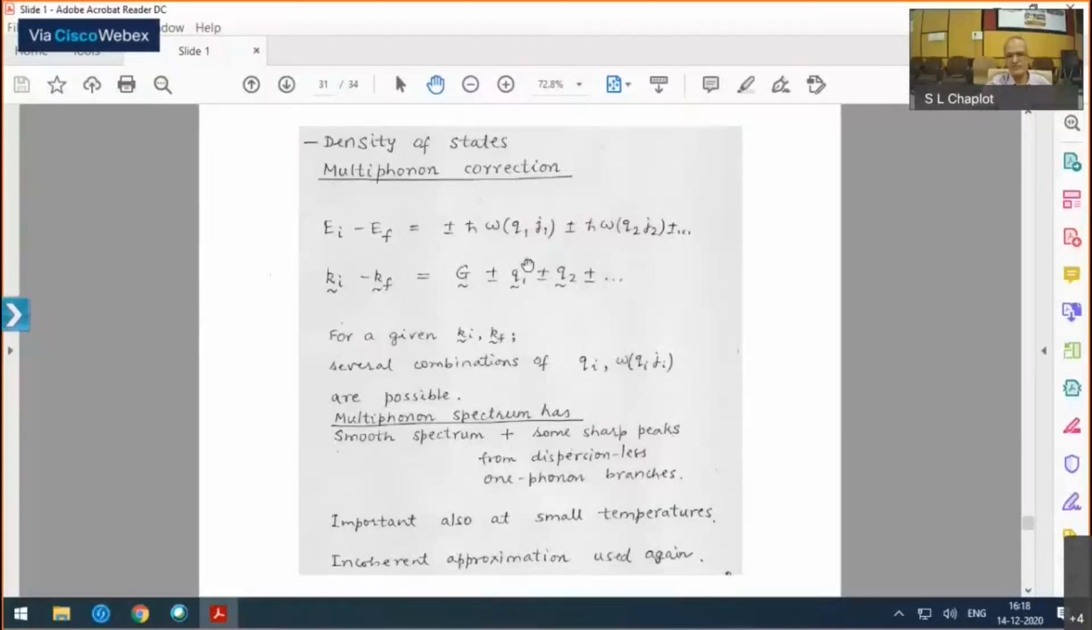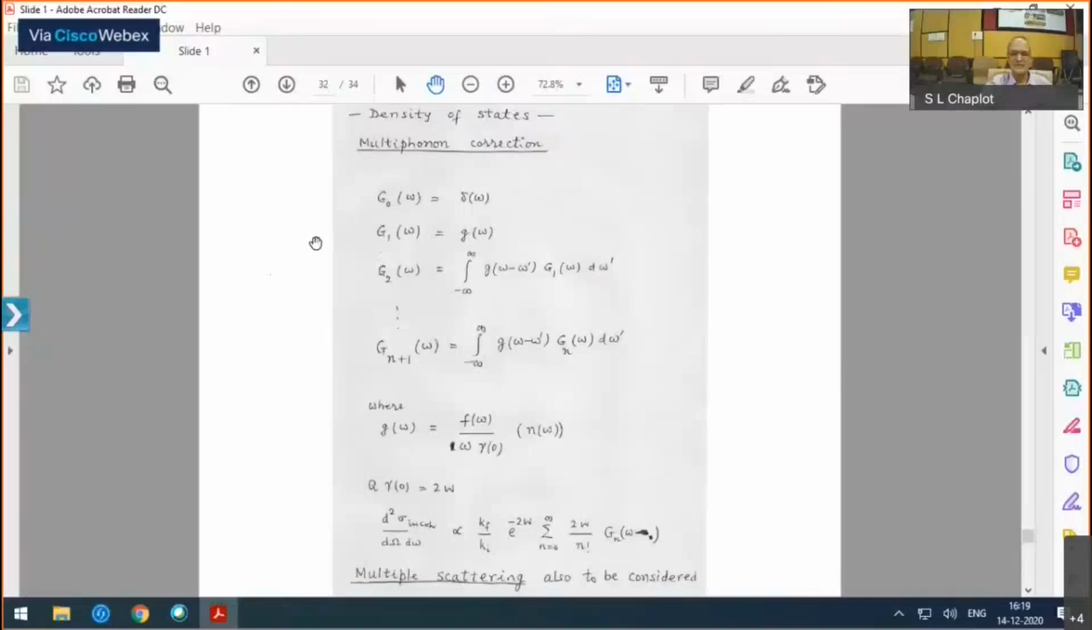And multiphonon contributions are also important at small temperatures because in the neutron energy loss process, you can create not just one excitation, but more than one excitation also. Once again, the incoherent approximation is used. The analysis is fairly straightforward. You have a one phonon spectrum, which is just the phonon density of states.